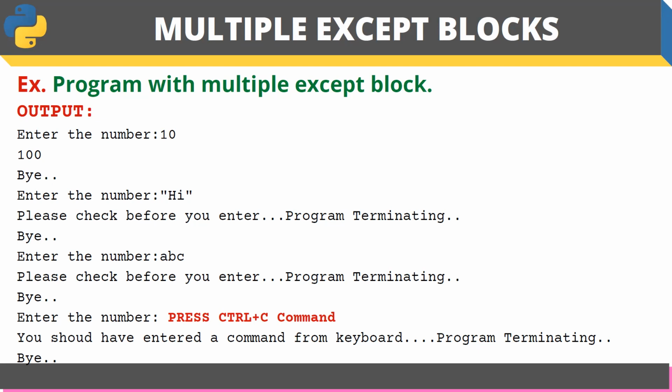But when we execute the same program, enter the number, and we have given "high". Here it prints value error, that is, please check before you enter, and program terminating, and it is also printing bye. For the third output, we enter ABC, and here also it will print the value error because it needs an integer, but we have given a string.